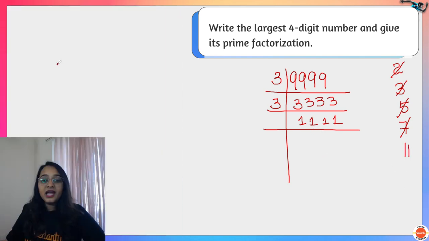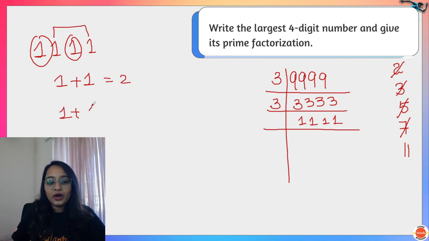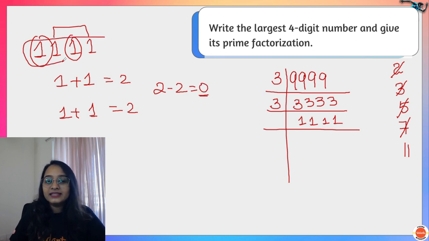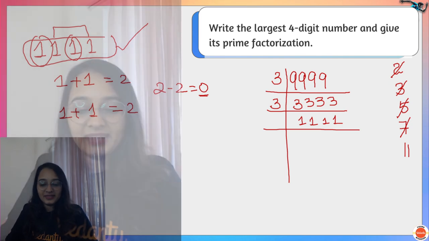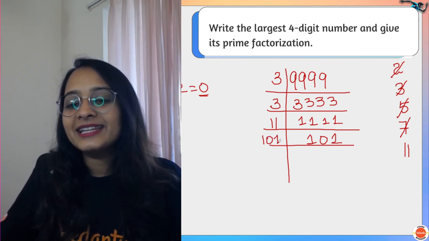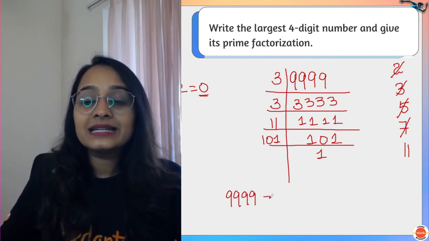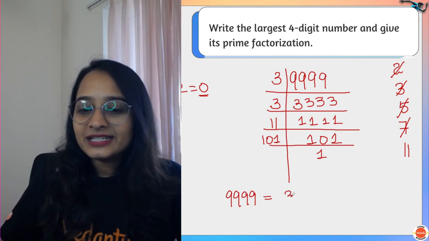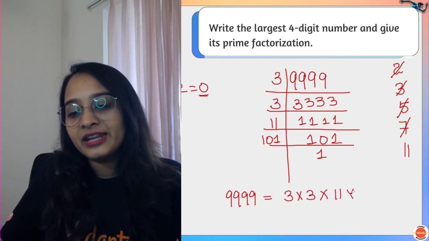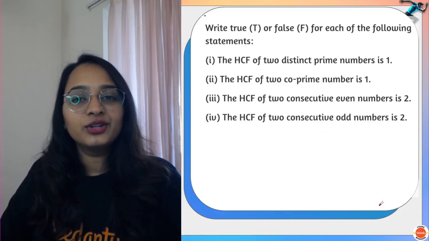Is it divisible by 11? How do you check? 1, 1, 1. Add the alternate numbers. 1 plus 1, you get 2. Add the remaining alternate numbers. 1 plus 1, you're getting 2. What is 2 minus 2? 0. Since you're getting a 0, this is divisible by 11. So 11, 1, 0, 1. And 101 itself is a prime number. So your 9999, which is the greatest four-digit number, can be written as 3 into 3 into 11 into 101. Understood? So this is how the prime factorization goes.